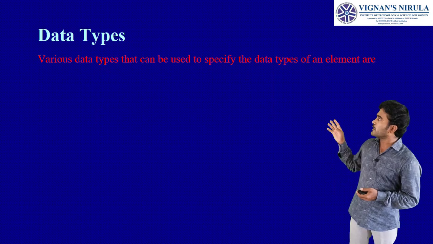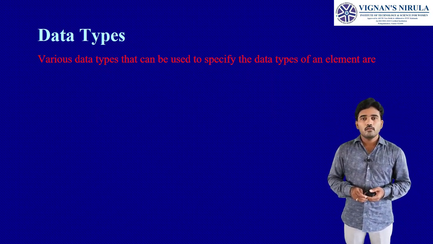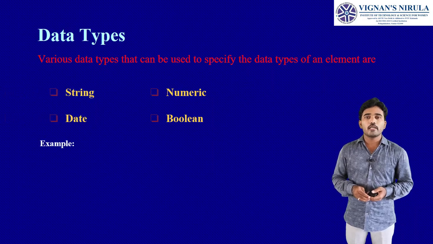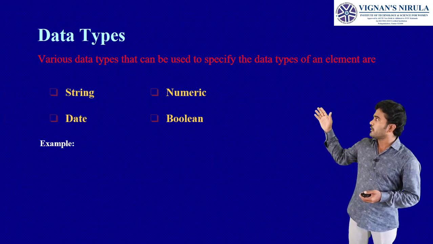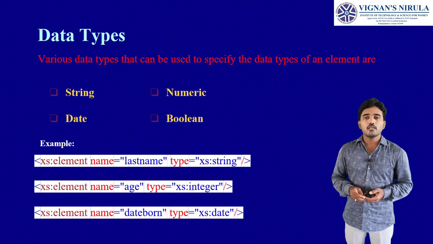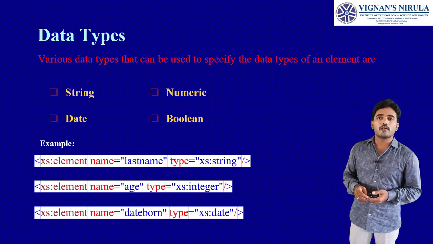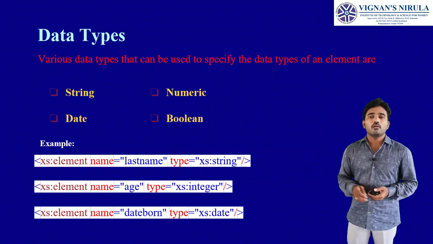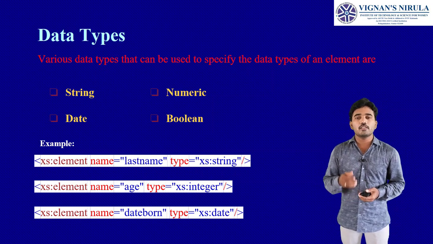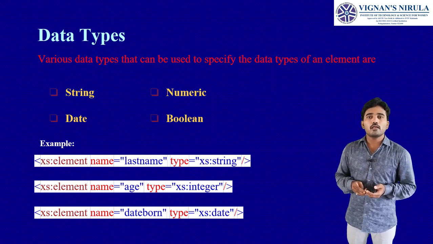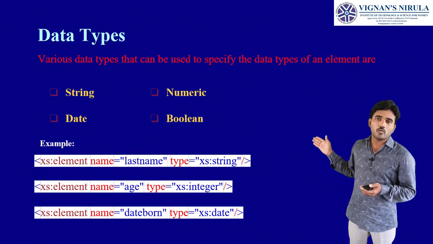So followed by that, now we will discuss the data types. So various data types can be used to specify the different types of data in an element. The data types that we have are string, date, numeric and boolean. So how do you write it? See in this example, we have defined three elements, that is last name, age and date born. Here we have used xs:element for each name, that is last name, age and date born. For the last name we have used the data type xs:string.